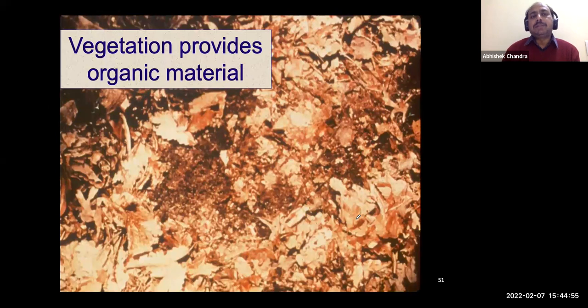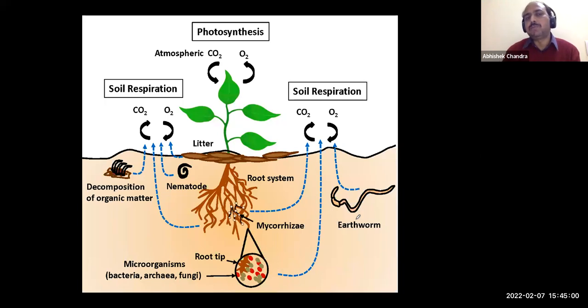You can see here the vegetation provides the organic material. Now we come to the point of soil respiration, which we are talking about, because the plant takes atmospheric carbon dioxide and, during photosynthesis, stores it inside the plant. The common equation generalized is 6 molecules of carbon dioxide and 6 molecules of water, in the presence of sunlight and chlorophyll, making glucose molecules and liberating oxygen.